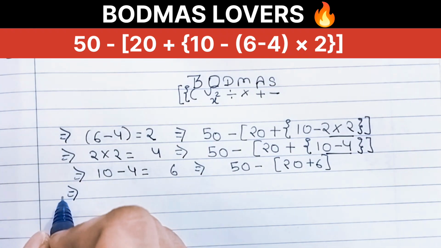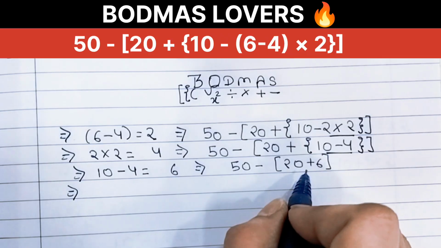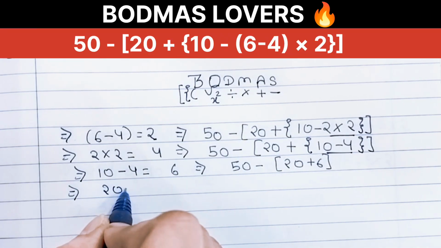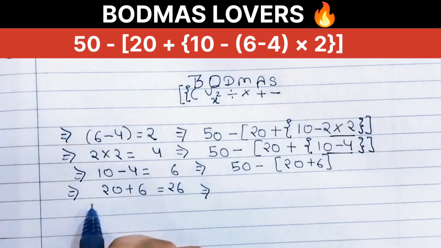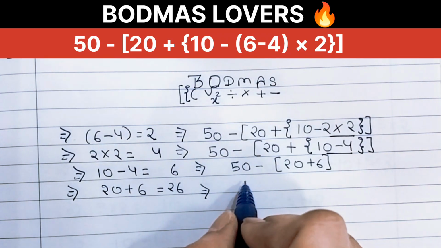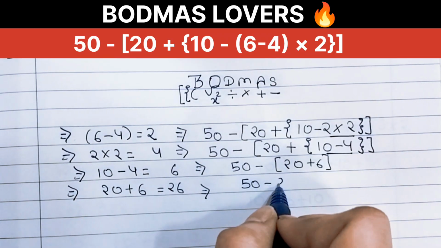Move to next step. Solve the outer square bracket, which is 20 plus 6. Now after adding we'll get 26. And according to this step, the outermost grouping must be cleared next. And now the current expression becomes 50 minus 26.